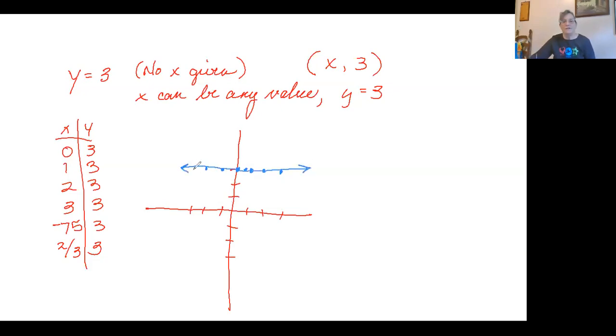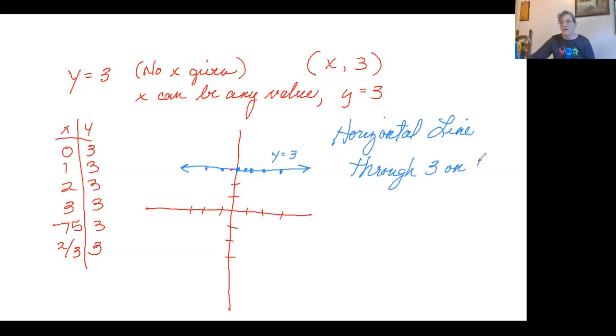So the graph of y equals 3 is a horizontal line through the 3 on the y-axis, because the y is 3. We could write this in the form y equals 0x plus 3. So this is a function.